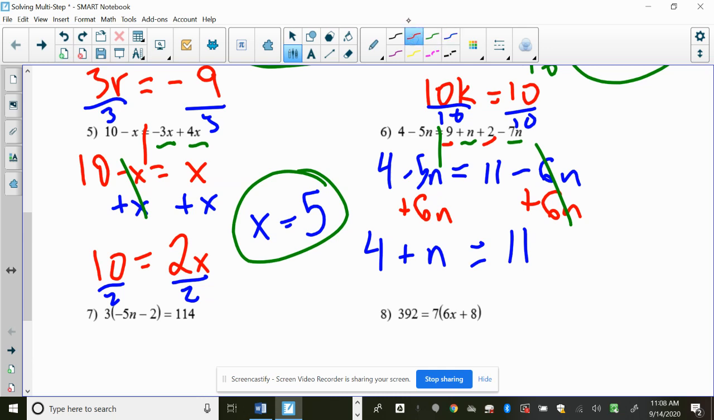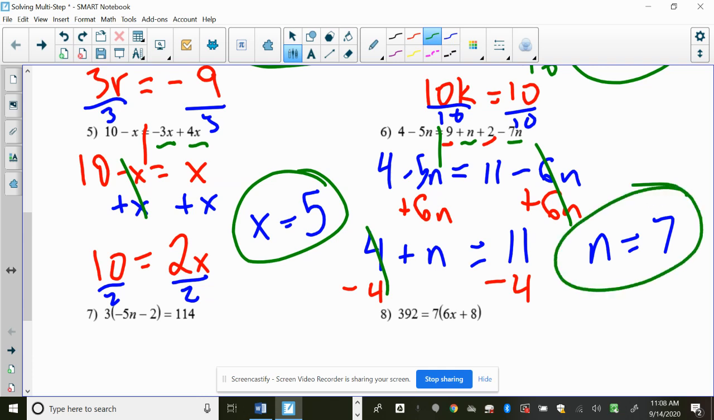Keep solving. So now to get rid of this 4 in front, we would subtract 4. Notice we didn't divide by 4 there because it's 4 plus n. The opposite of adding 4 is subtracting 4. If it was 4 times n, then we would divide by 4. Okay, so those 4's cancel here. So final answer, n equals 11 minus 4, 7.